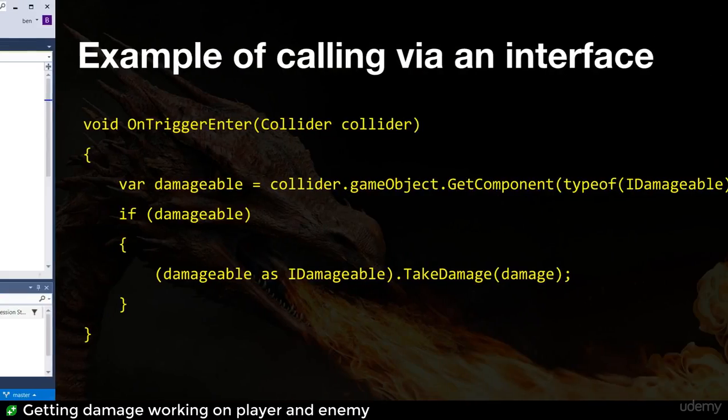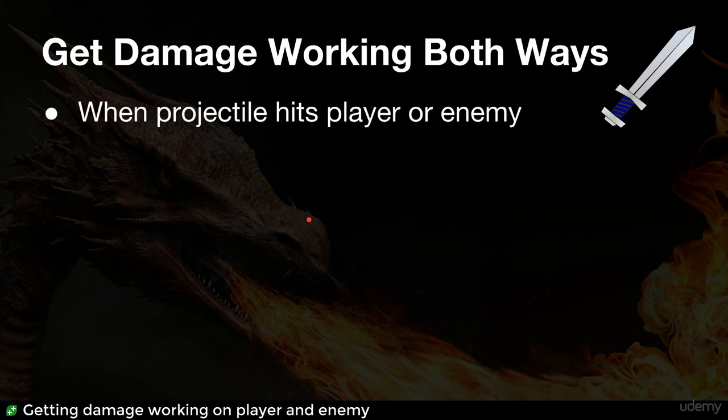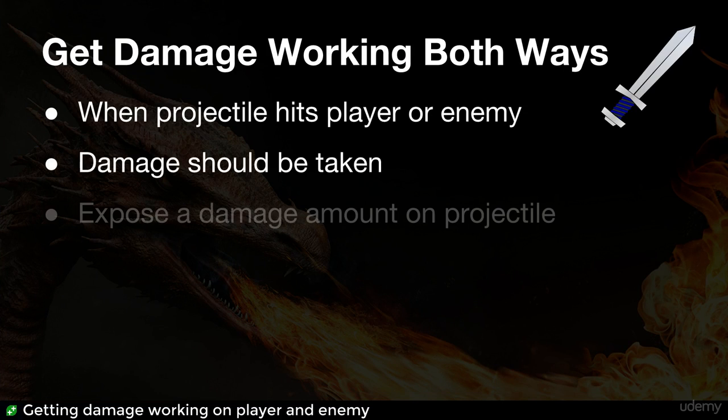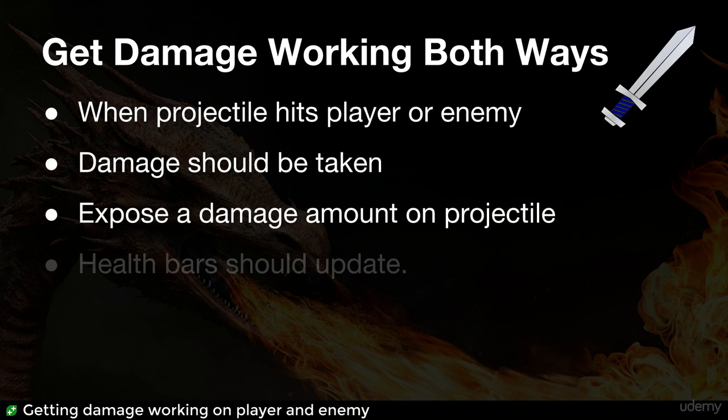What I want you to do is get damage working for both ways. So basically, I want the damage to work on the player and the enemy. Damage should be taken in both cases. Expose a damage amount on the projectile. Well, I've done that for you. And the health bars should update.